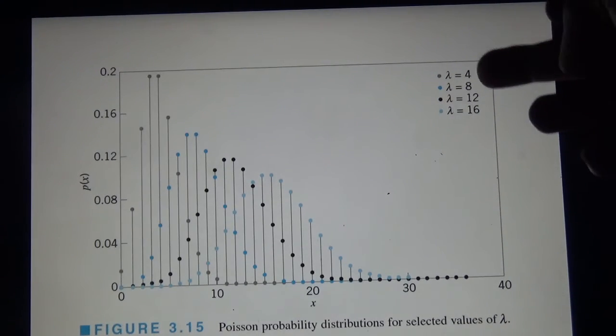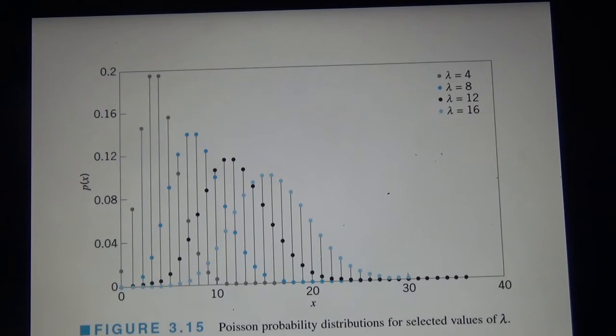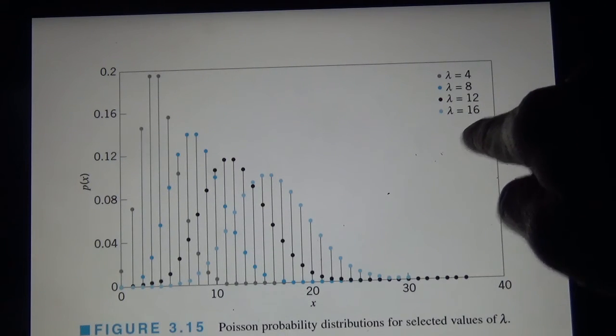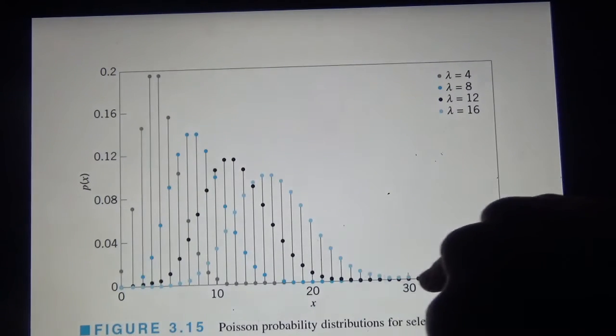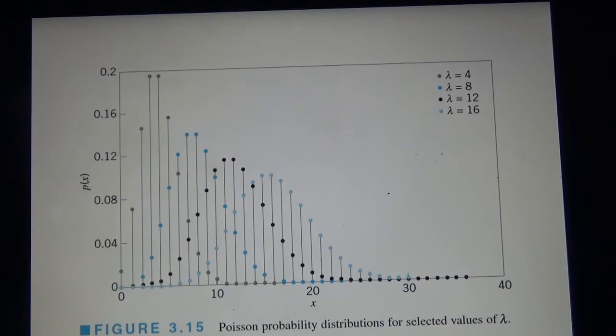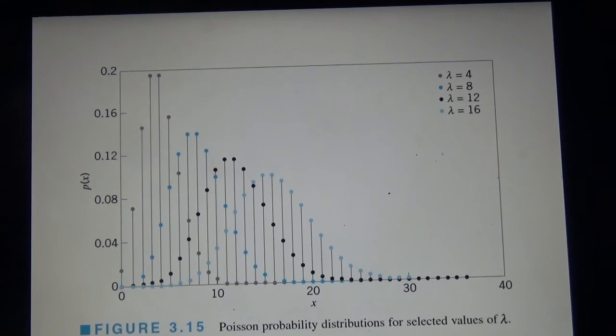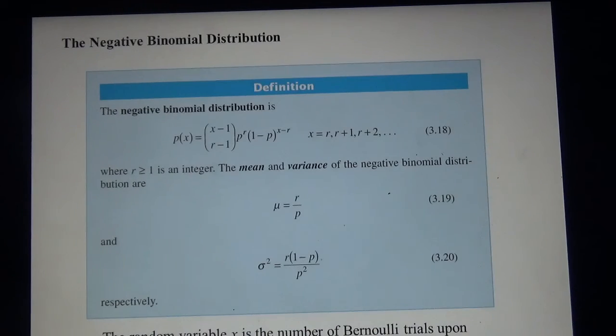For different lambda values, we have different distributions. Poisson is also not a continuous distribution, but as lambda gets higher, it looks like the normal distribution. That is why we move from hypergeometric to binomial, from binomial to Poisson, and from Poisson to normal distribution.